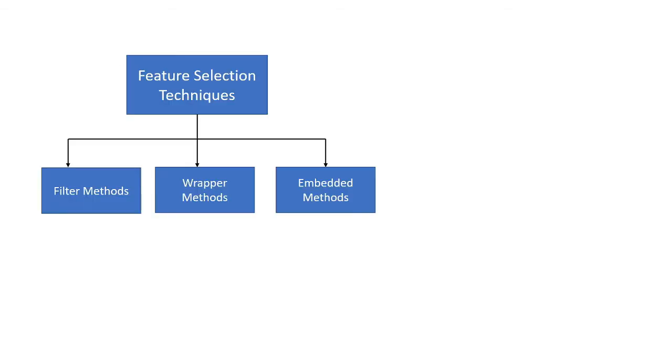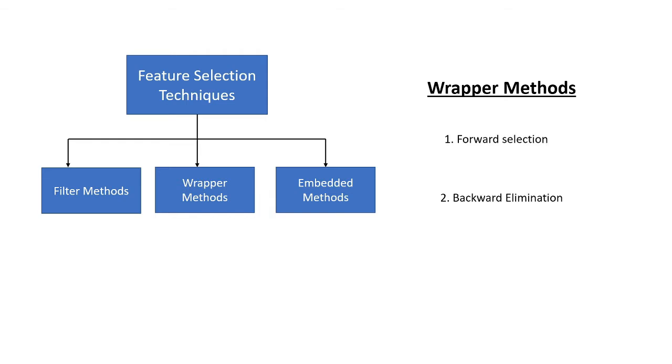So coming to feature selection techniques, they can be broadly classified into filter methods, wrapper methods, and embedded methods. We will be focusing on wrapper methods in this video. In wrapper methods, a model is trained multiple times using different feature sets, and the accuracy of these sets is then compared. Forward selection, backward elimination, and recursive feature elimination are the three techniques that come under the wrapper method.